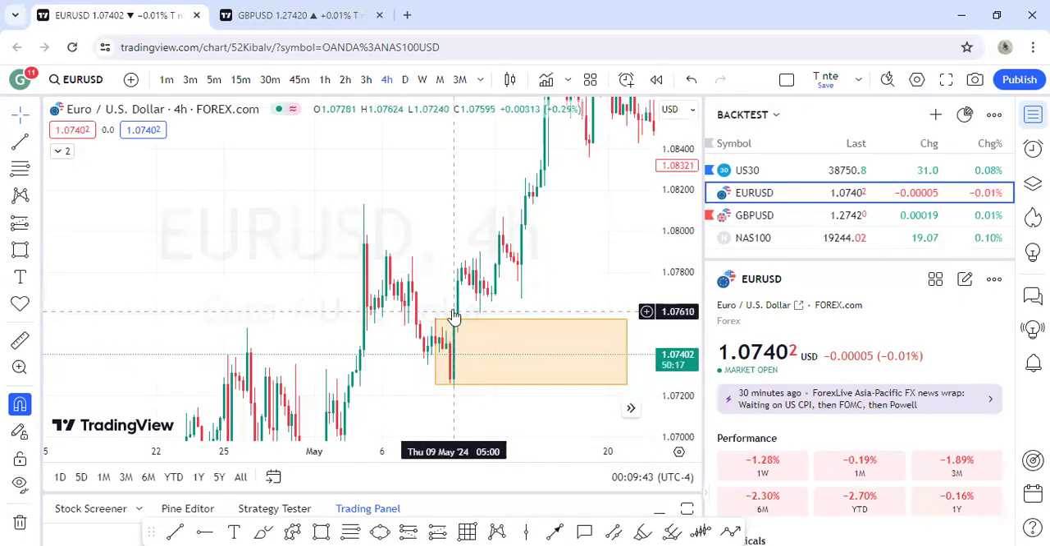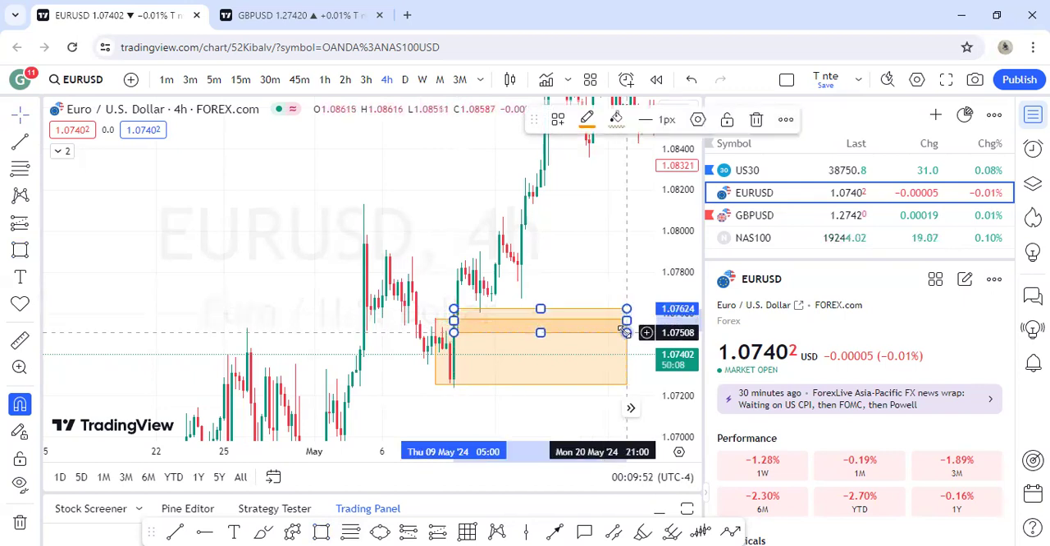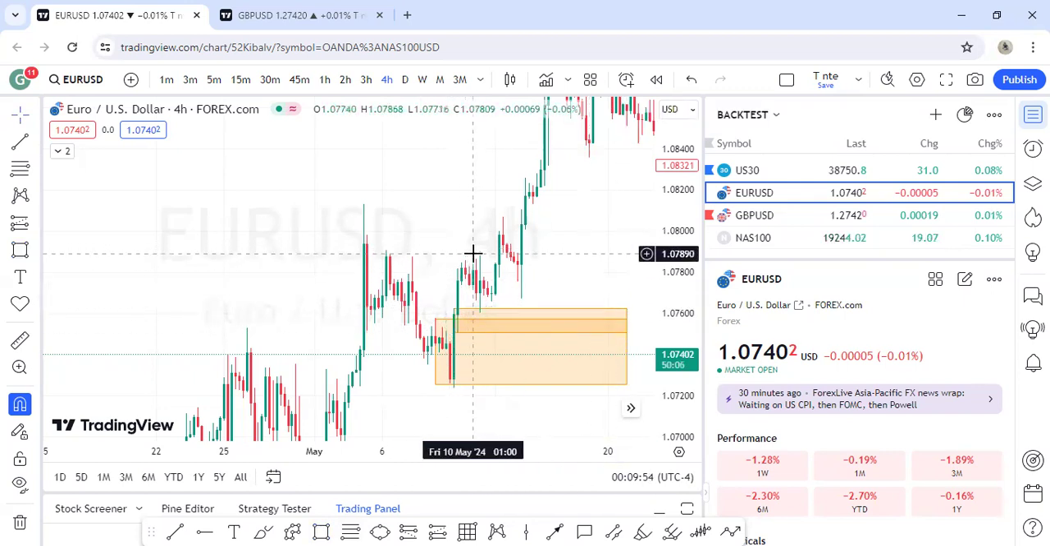So price went above this order flow and then came back. So this 4-hour return was a return to mitigate the order flow. So we had a new order flow here because after this happened, we made a new break to the upside. So markets came back again and mitigated this order flow as well.